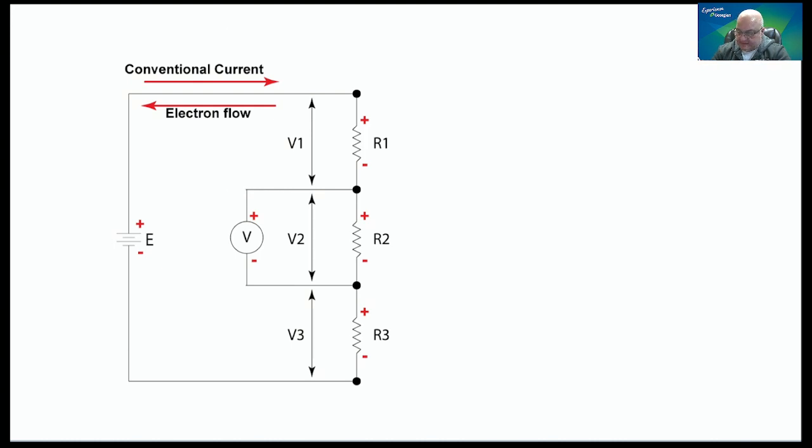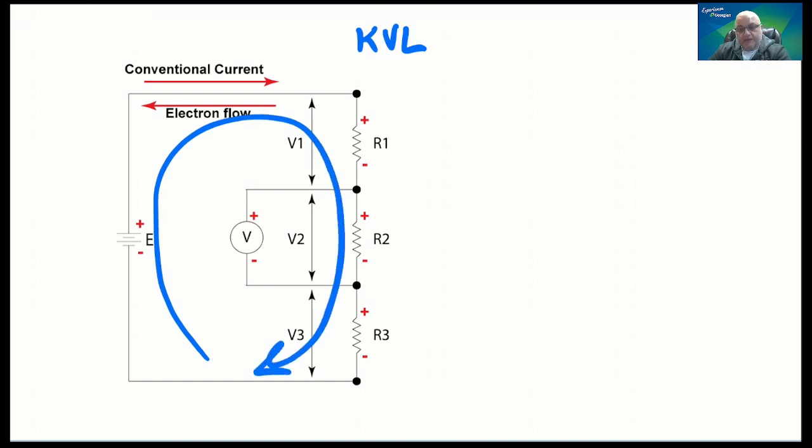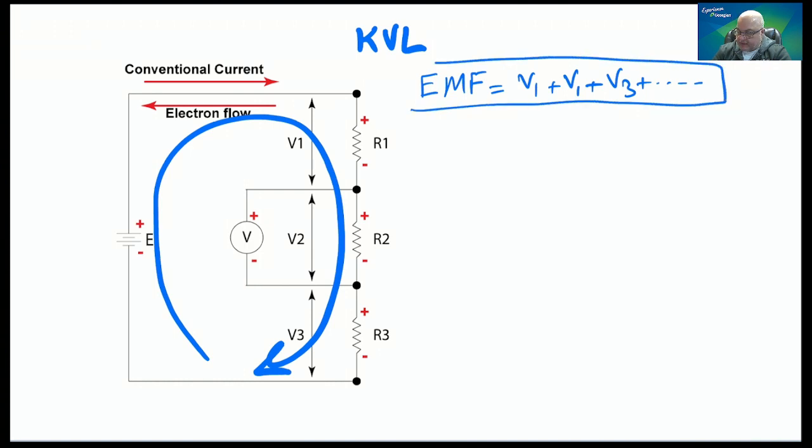The second thing is this. We have something that is called Kirchhoff's voltage law. Kirchhoff's voltage law says that if you take a circuit like this and you add up all the voltages, they have to equal zero. In other words, you'll have to have the electromotive force in the circuit equal to all the voltage drops in that circuit. So that would be your Kirchhoff's voltage law.